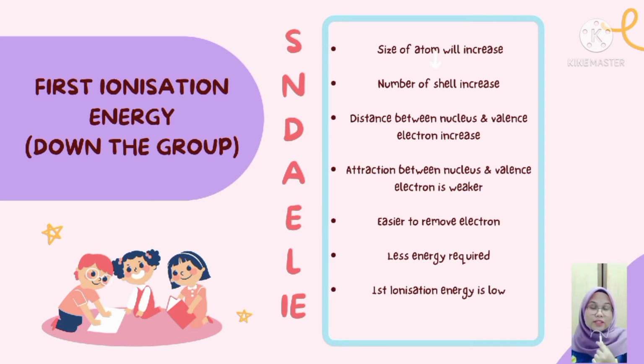Okay, now I'm going to explain to you about the trend of first ionization energy when going down the group. So going down the group, the size of atom will increase and the number of shells will also increase. The distance between valence electron and the nucleus will also increase, but the attraction between valence electron and nucleus will become weaker. When the attraction becomes weaker, it is easier to remove the electron, so less energy is required to remove the electron. Thus, the first ionization energy when going down the group is low.